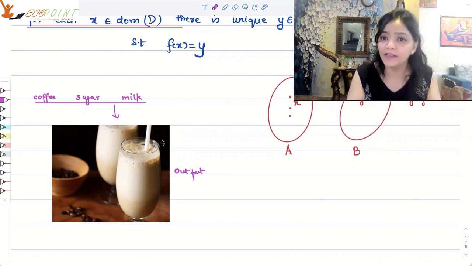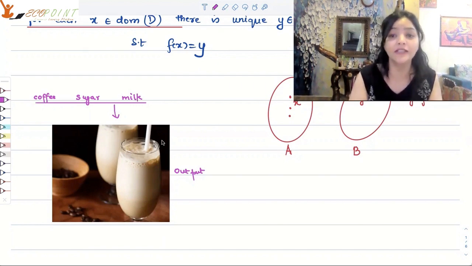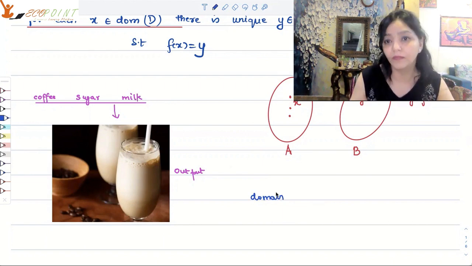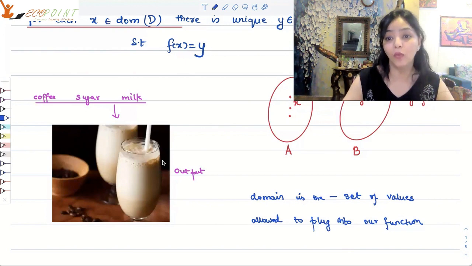So that's the essence of, that's what domain for any function means. It means a set of ingredients. It means a set of all inputs. The possible values of x that you can plug in in order to get a valid value of y, that is your output. Domain is the set of values allowed to plug into our function. That's the whole idea of domain.